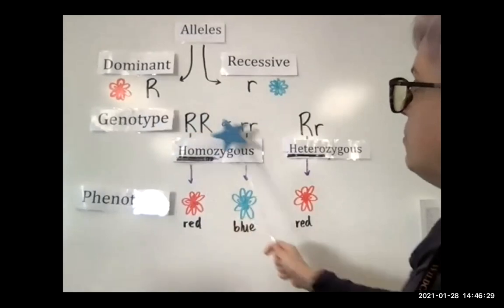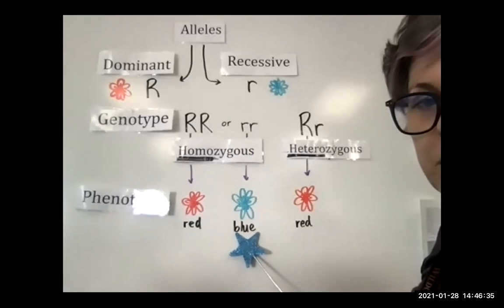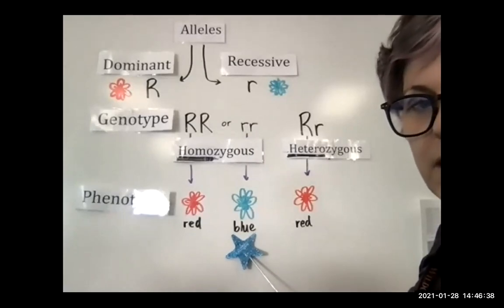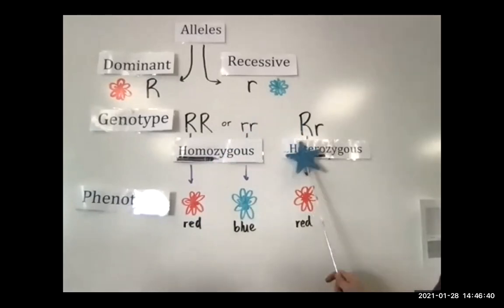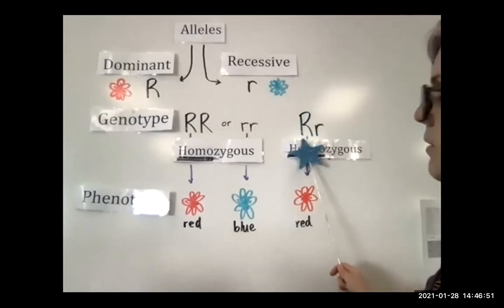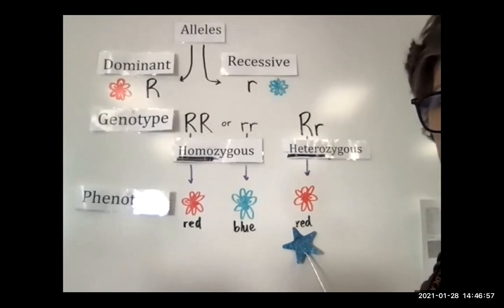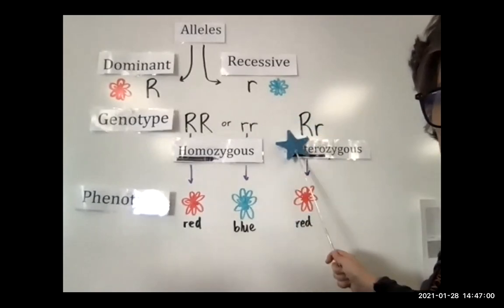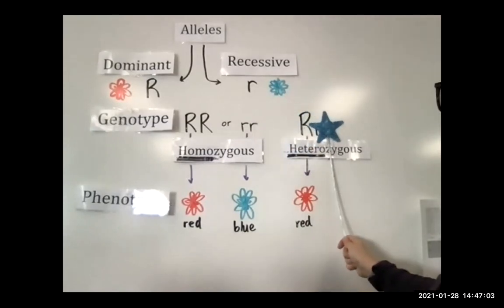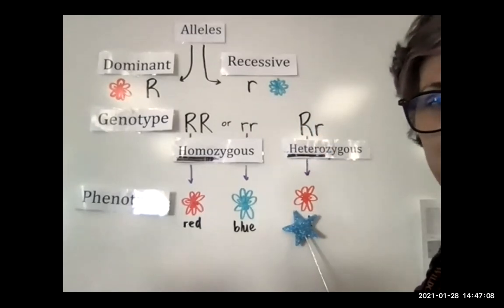If our genotype is little r, our phenotype is going to be blue, the recessive trait. And if our genotype is heterozygous, big R, little r, then our phenotype is going to be red. And this red color is because anytime the dominant allele is present, it's going to show up in the phenotype. Okay, that's what it means to be dominant. The dominant allele covers up. It masks the little r so that only the dominant color shows up.